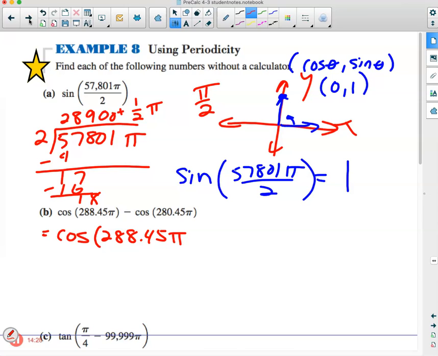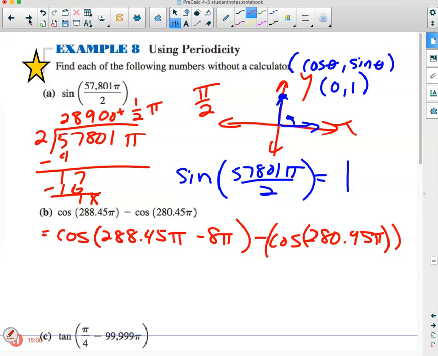How far away from 288.45 is 280.45? 8 pi. So I should do doubles there. Well, what's 8 pi going to do to it? Take your point, and if you go 8 pi, won't you land at exactly the same spot?